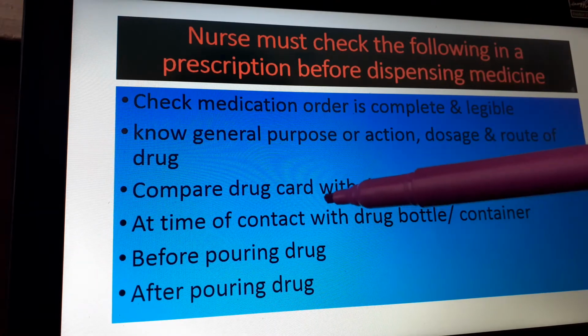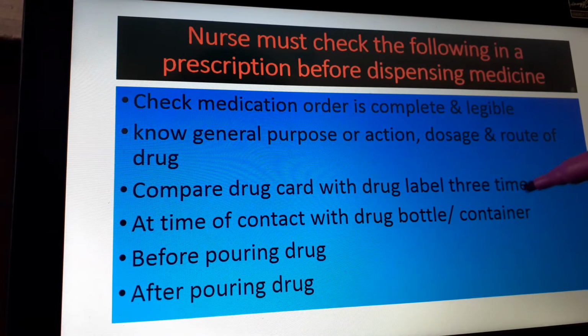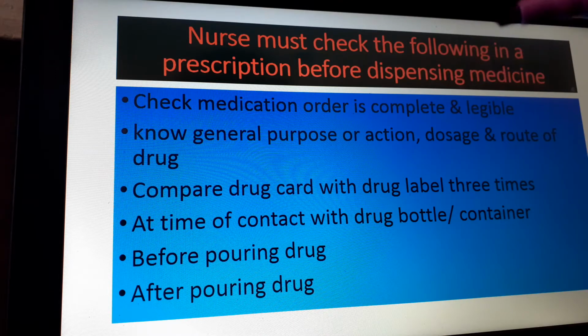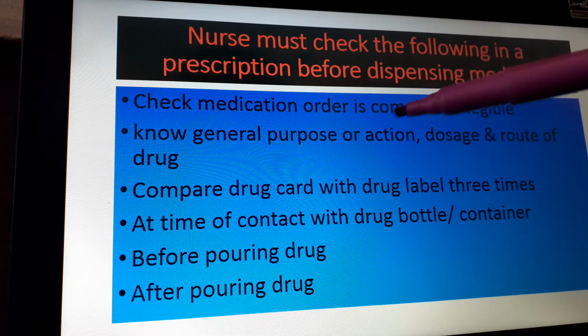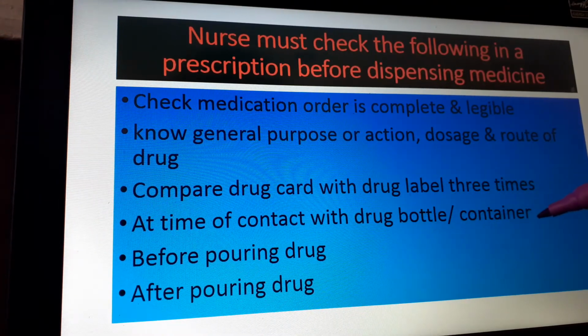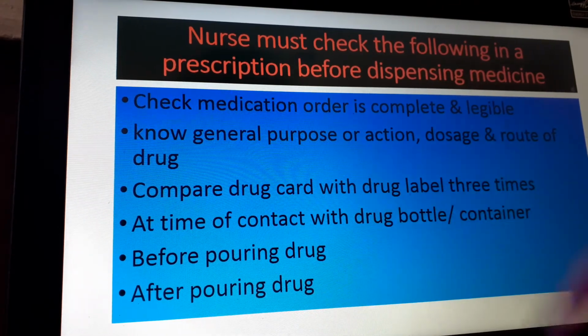It's also important for a nurse to compare the drug card with the drug label 3 times. You should be sure the drug card matches the label of the drug, because you may have the card but the drug inside is different. So when you are opening the drug, you should be sure that it is the same as the card is labeled. Check at the time of contact with the drug bottle or container, before pouring a drug, and after pouring a drug. These checks are very necessary.